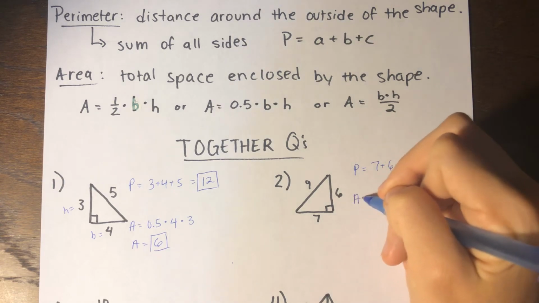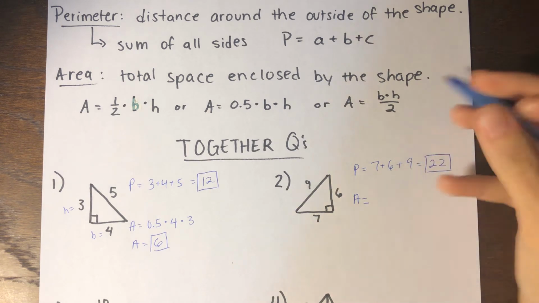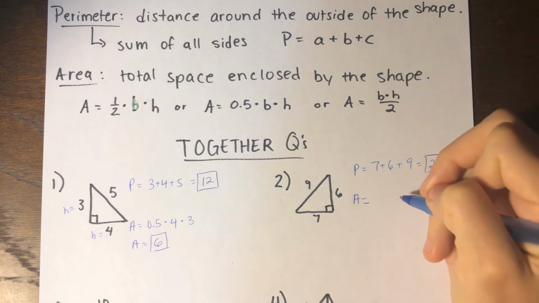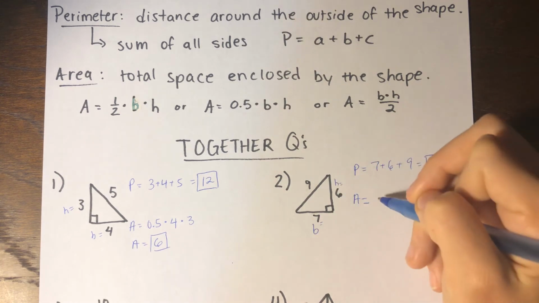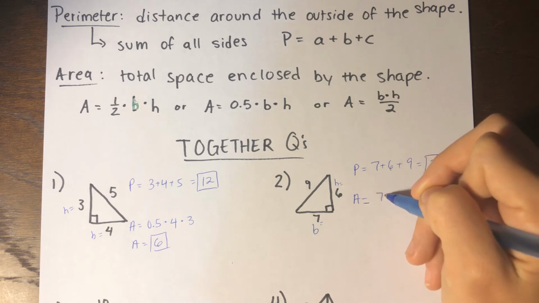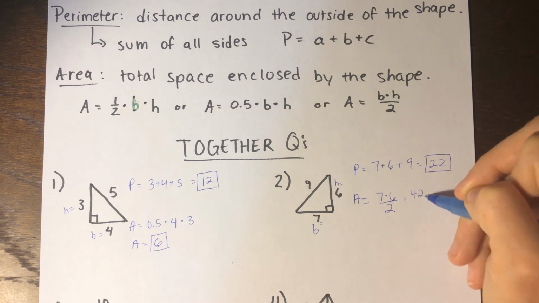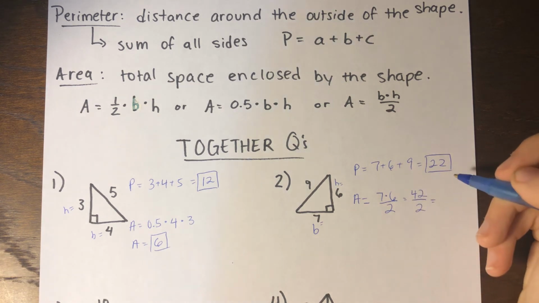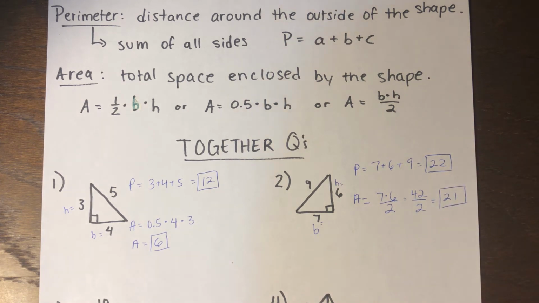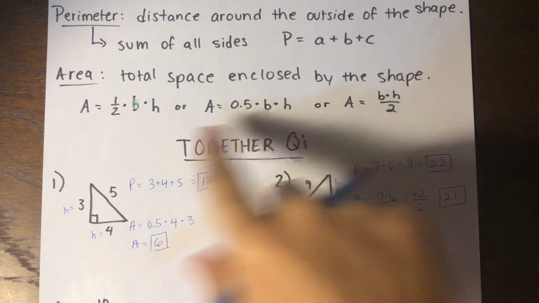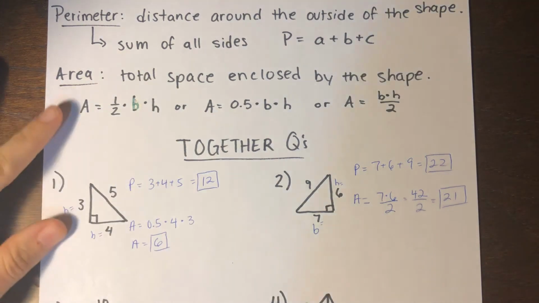For area, again, pick whichever one you want. I'll show you with this one now. Area is base, so this is our base, that's the bottom. This is our height. So we have base times height, so 7 times 6 divided by 2. 7 times 6 is 42. Divided by 2 is 21. So you can use it that way or that way. I prefer this way, but it's whatever you guys want.